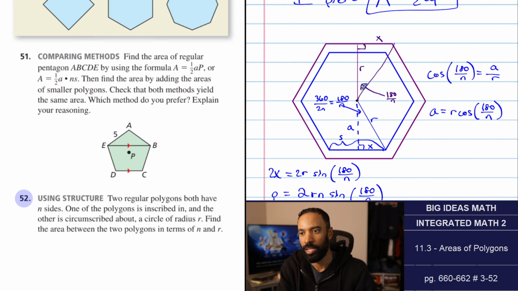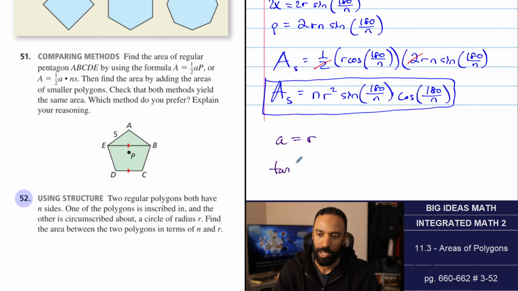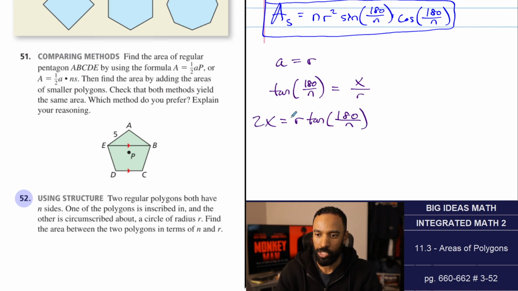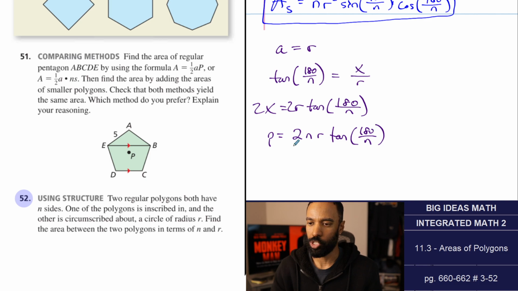And the x, I can use tangent. I can solve for x. So tangent of 180 over n equals x over the apothem, which is r. So x is r times the tangent of 180 over n, right? That's the goal. Get this in terms of n and r. So 2x is 2 of these, and the perimeter is going to be 2 times n times r times tangent of 180 over n. So I have my apothem and my perimeter. So this one will be the area of the bigger guy.